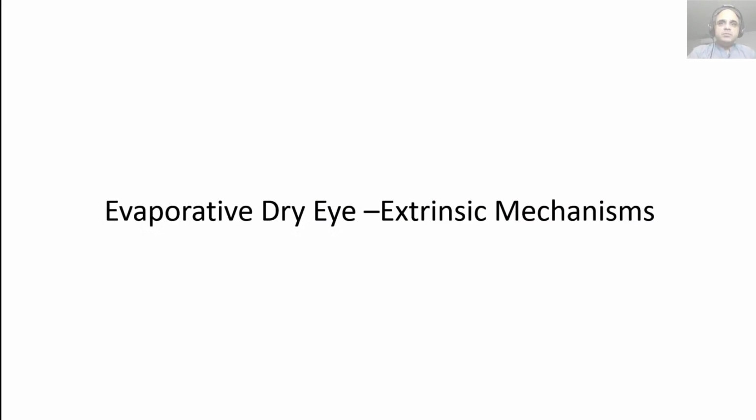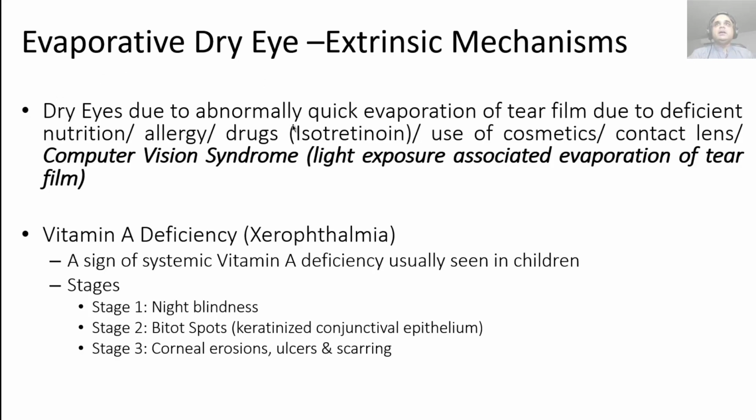So now we are moving on to evaporative dry eye and the second limb, which was extrinsic mechanism, something from the outside causing tear film to evaporate rather quickly. And this has a lot of causes, including computer vision syndrome, which is exposure to computers for a really long period of time. And it is basically exposure to light, which causes this type of dry eye.